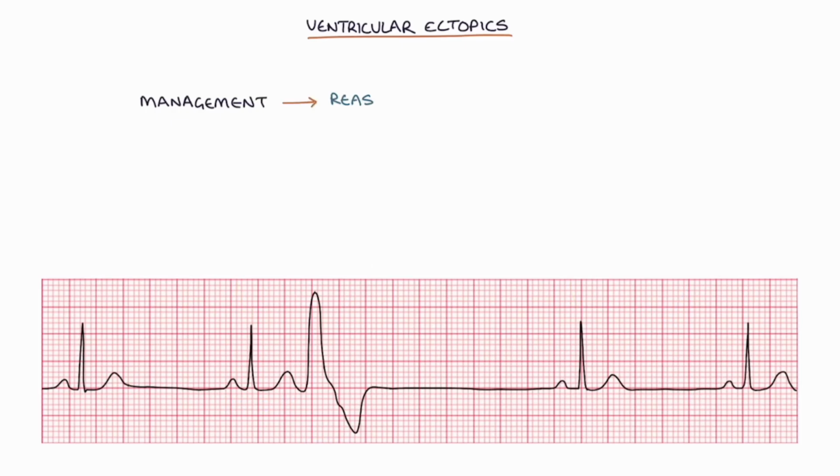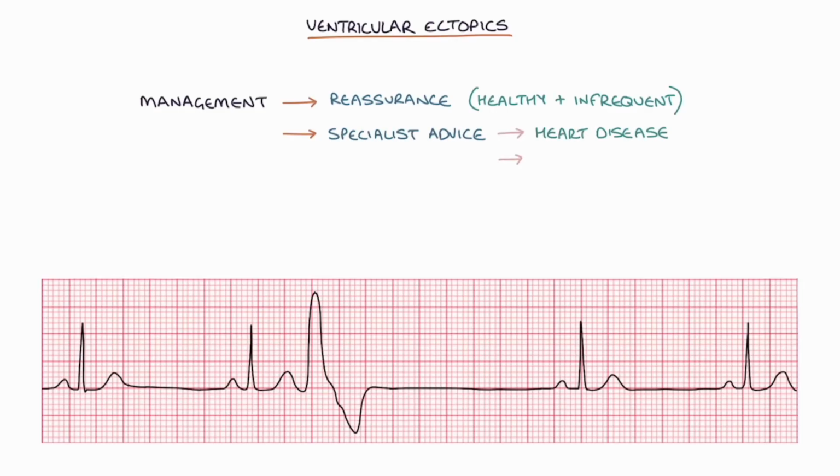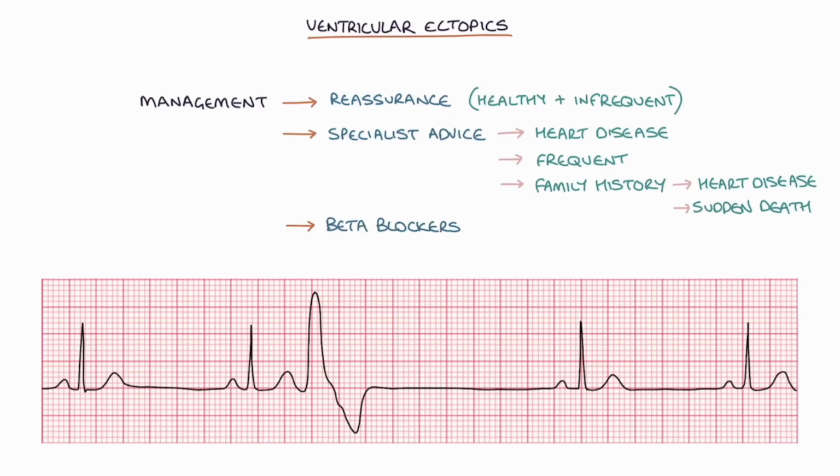Management involves reassurance and no treatment in otherwise healthy people with infrequent ectopics, seeking specialist advice in patients with underlying heart disease, frequent or concerning symptoms, for example, chest pain or syncope, or a family history of heart disease or sudden death, and beta blockers are sometimes used to help manage the symptoms.